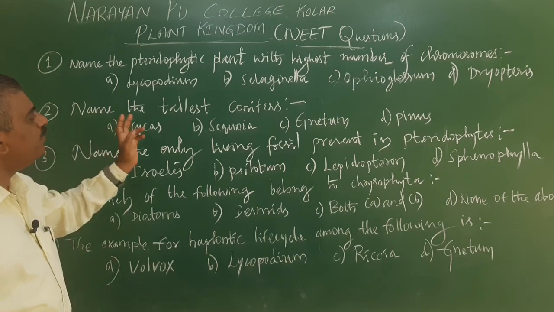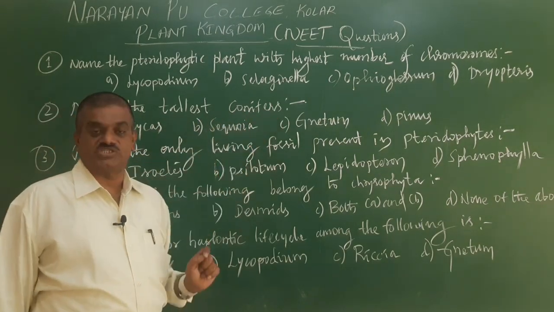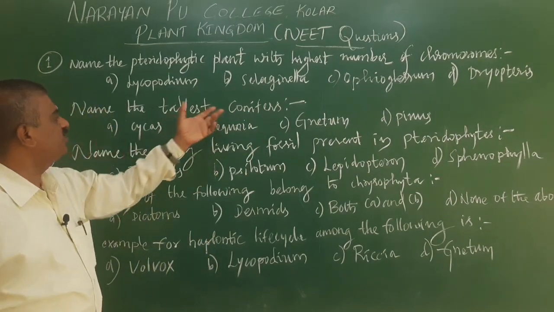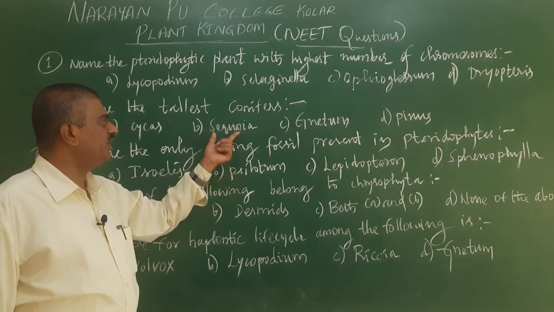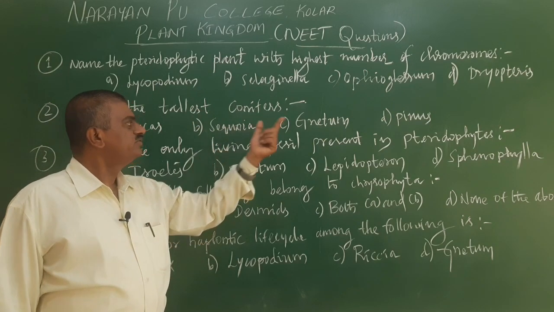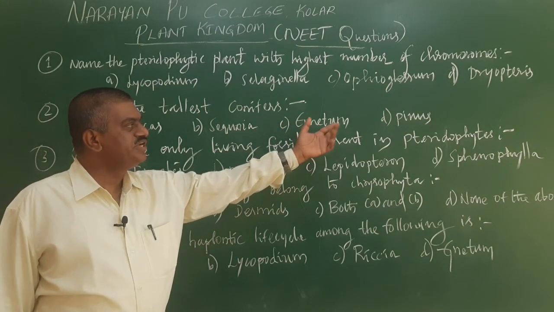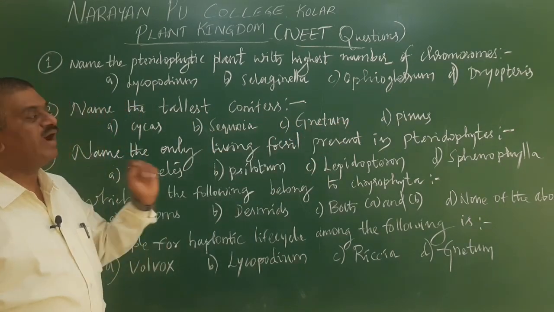Second question, name the tallest conifer. The tallest conifer is to be written here. The first option is Cycas. The second one is Sequoia, the third one is Gnetum, and the fourth one is Pinus.